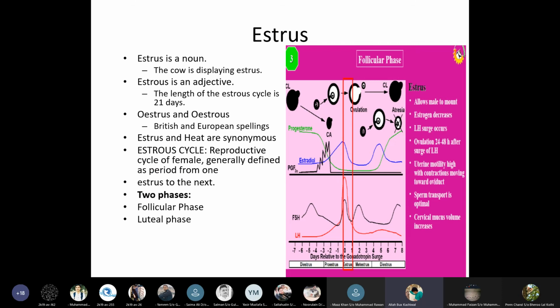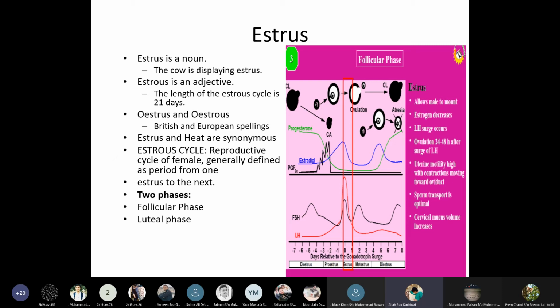The estrus is a noun. The cow is displaying estrus. The estrus is an adjective. The word estrus may have, in the adjective position, the meaning: the length of estrus cycles is 21 days. The same word can be written as estrus in British language or European spelling as oestrus. So estrus and heat are synonymous words being used by the farmers.